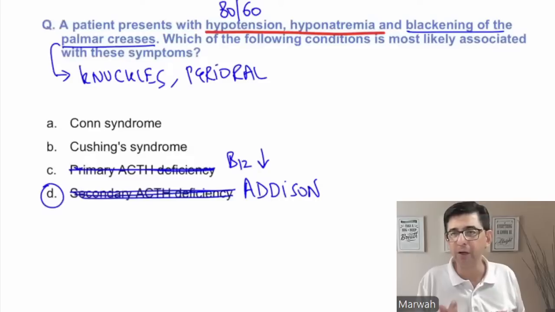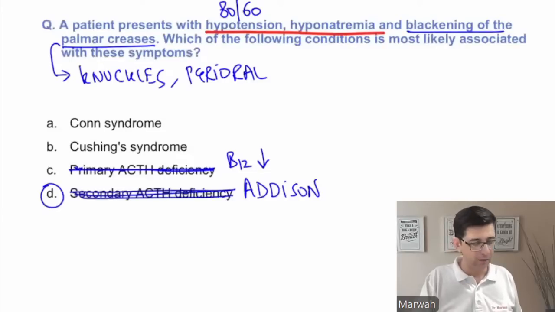Yes, in primary ACTH deficiency, there would be no hyperpigmentation. I agree to that, doc. That would not be there. Yes.